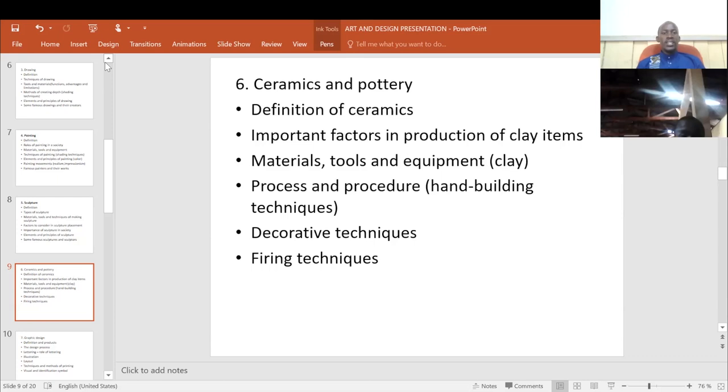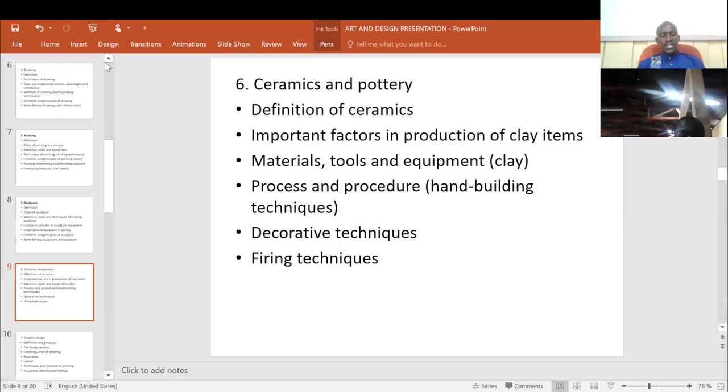Then, let the candidates understand the decorative techniques. When you are dealing with the clay works, we have the decorative techniques of ceramics. What are some of these decorative techniques? We can talk about burnishing, we can talk about graffito, we can talk about incising, and so on and so forth. Then we can talk about the firing techniques.